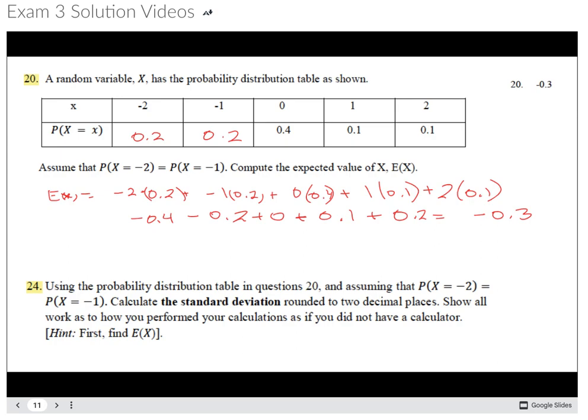Question 24 builds directly off of question 20. In fact, it refers back to it, right? So what we're looking to do here is calculate the standard deviation, rounded to 2 decimal places. Show our work and all that kind of stuff. So standard deviation comes from the variance. Again, we don't use the variance, but we calculate it.